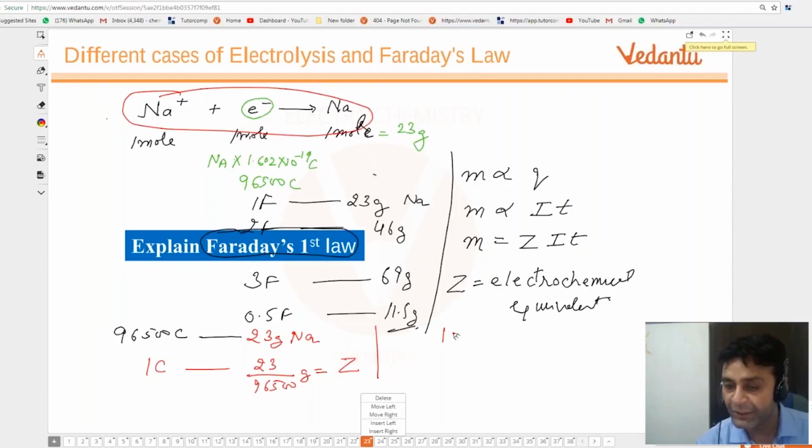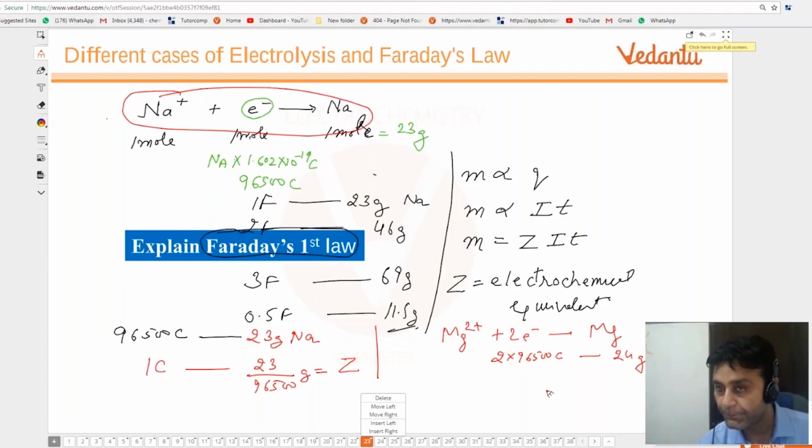Suppose I say I have a magnesium here. So I can say 2 into 2 here. Getting me? This equation you're getting me? Can I say is equal to 2 into 96500 coulomb? If I pass here, that will give 24 grams of magnesium here. Are you getting me? Yes. So with 1 coulomb of charge, how much magnesium will be deposited here? 24 upon 2 into 96500. This is the value of the Z for magnesium.